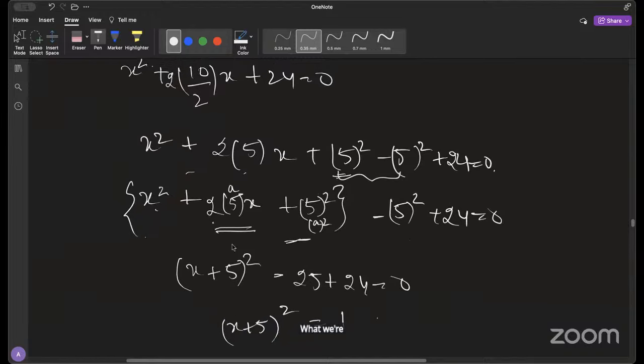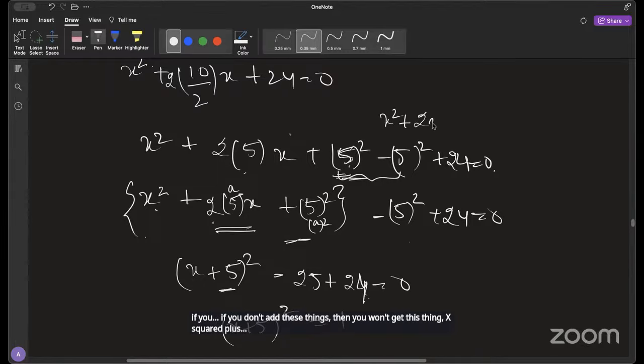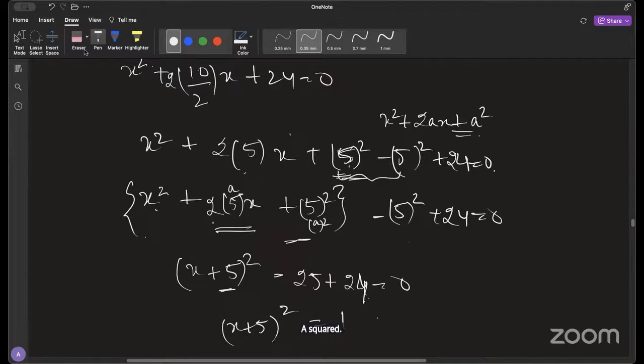What we're trying to do is make a perfect square of this. So if you don't have 5 square here, you'll just have this thing, and this is not a perfect square. Or you'll just have this thing. The formula is a square plus b square plus 2ab. That's why. If you don't add these things, then you won't get this thing, x square plus 2ax plus a square. That's why we're adding and subtracting these things.